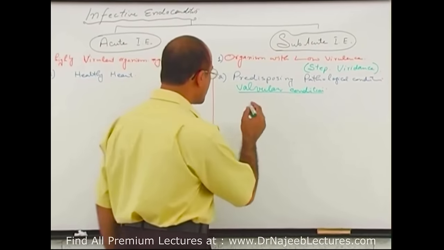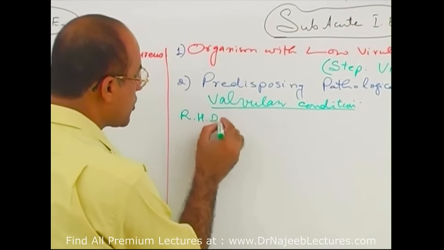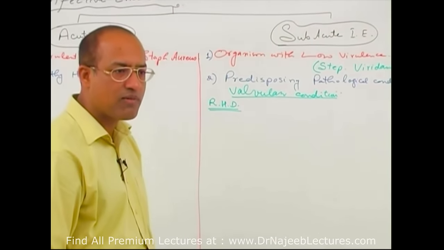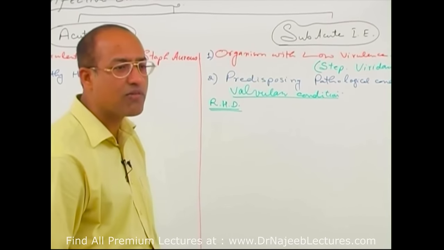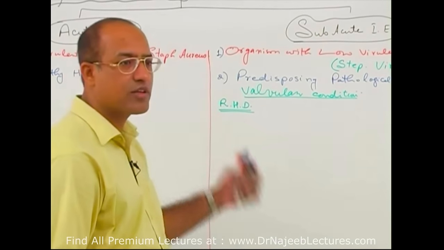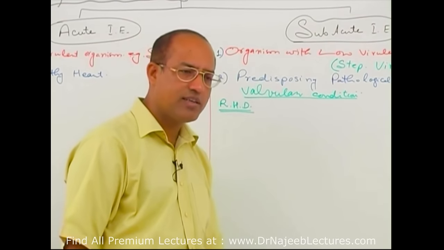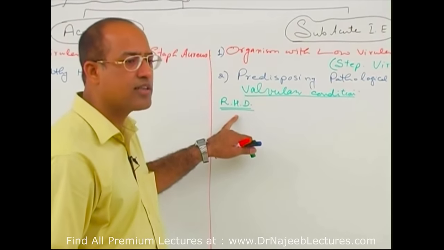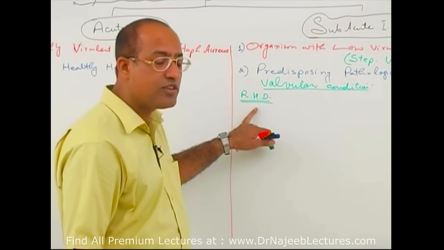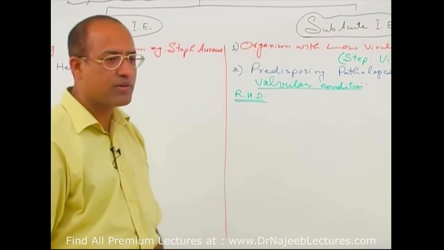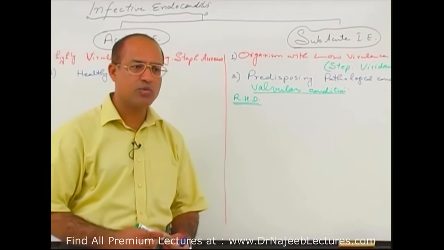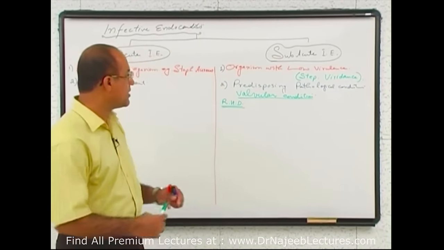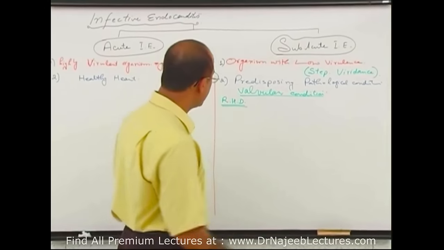Now, what are these conditions? Of course, at the top must be rheumatic heart disease. Chronic rheumatic heart disease may damage the valves. You must know that it produces mitral valve lesions, also aortic valve lesions, and less commonly lesions on the tricuspid side. So in rheumatic heart disease patients with mitral stenosis or mitral regurgitation, there is a high chance of developing infective endocarditis. Whenever we do any procedure which will increase the risk of bacteremia, we must cover them with additional antibiotic, so that there is prophylactic management of infective endocarditis.